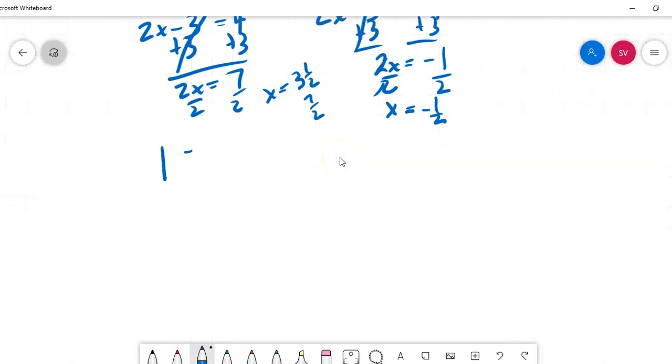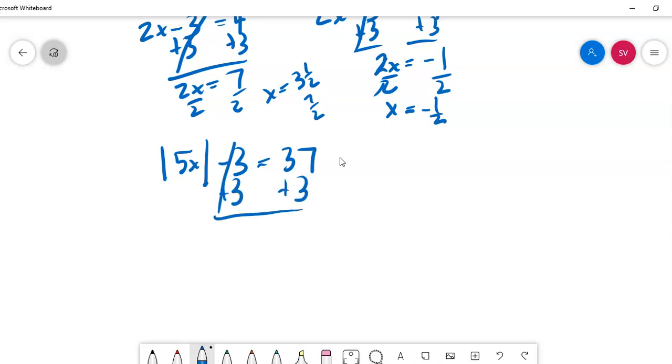Alright, let's look at another one. I have the absolute value of 5x minus 3 is equal to 37. We can't do our plus and minus yet because you need the absolute value by itself on one side, number all by itself on the other. We got a 3 here. So a 3 is attached to the absolute value by subtraction, so I'm going to add it on the left and right side of our equal sign. So I get the absolute value of 5x is equal to 40.